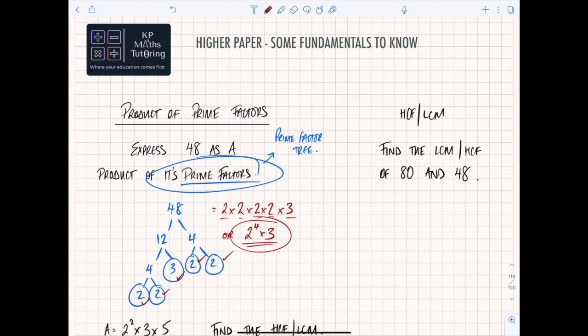Don't put a comma. So this is a really common mistake. Pupils put that, or pupils do this and they put +3. Okay, make sure you are putting times between your numbers there.